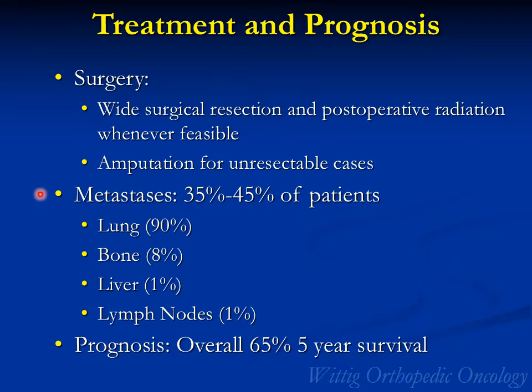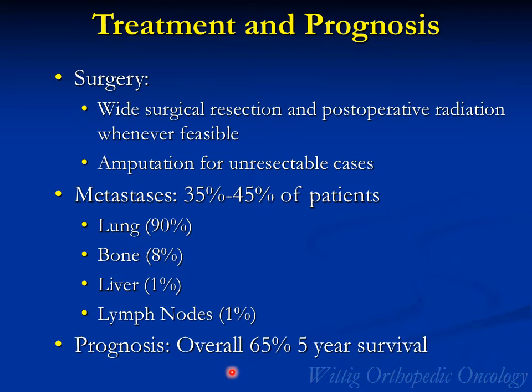Metastases occur in up to 45 to 50% of patients with MFH. The most common site of metastatic disease is the lung, followed by the bone, the liver, and the lymph nodes. Synovial sarcoma, rhabdomyosarcoma, and epithelioid sarcoma metastasize to lymph nodes much more often than MFH.